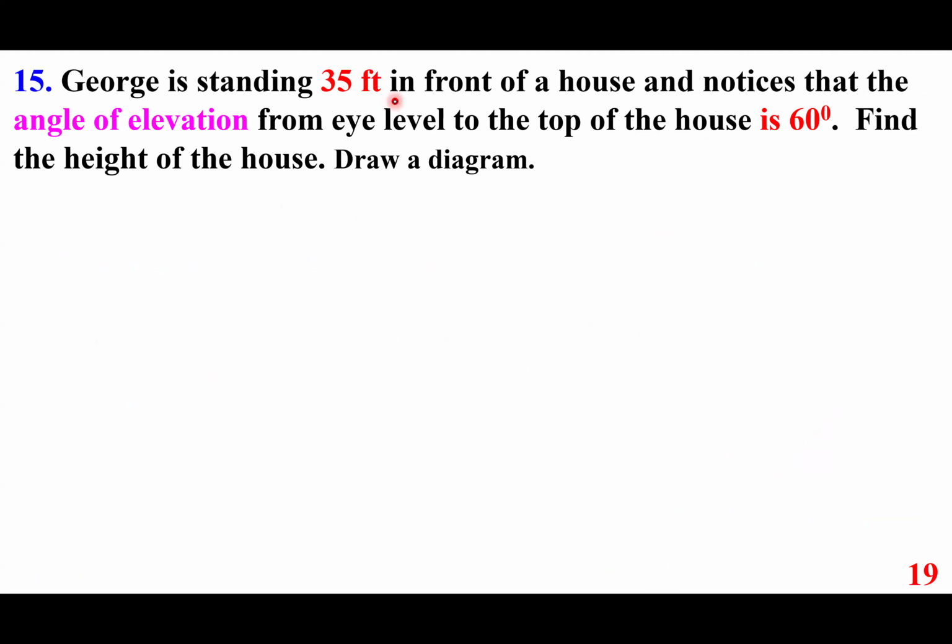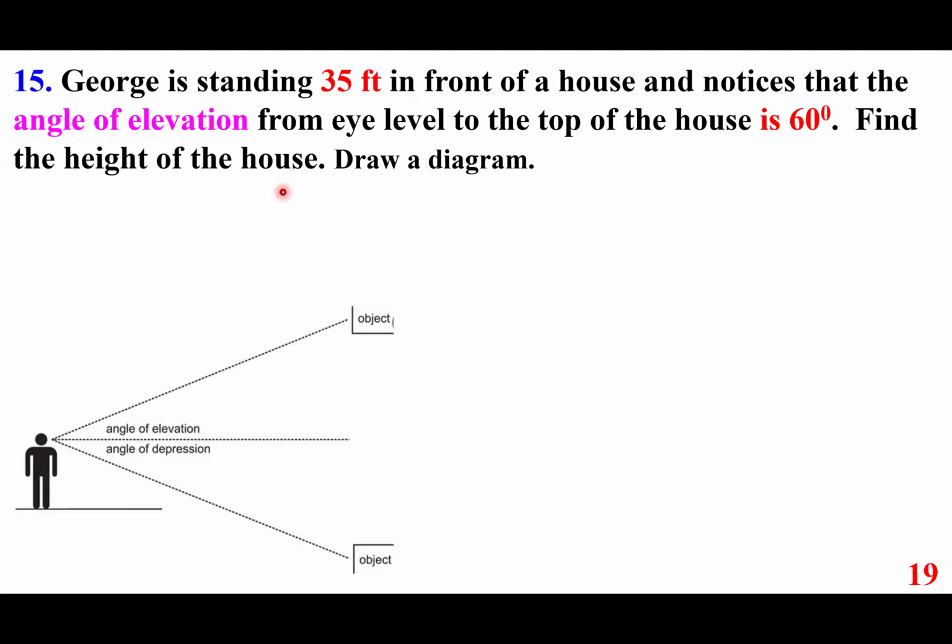George is standing 35 feet in front of a house and notices that the angle of elevation from eye level to the top of the house is 60 degrees. Find the height of the house, draw a diagram. And again, reminding you, here's what's happening. We're looking this way. This is the horizontal line or the horizontal plane. If you're looking up, that's angle of elevation, the object is at top. And if you're looking down, angle of depression.